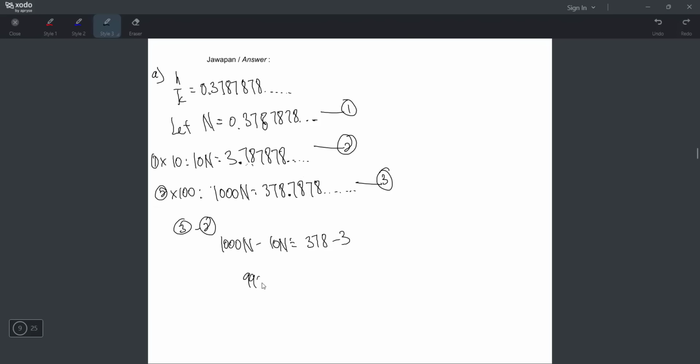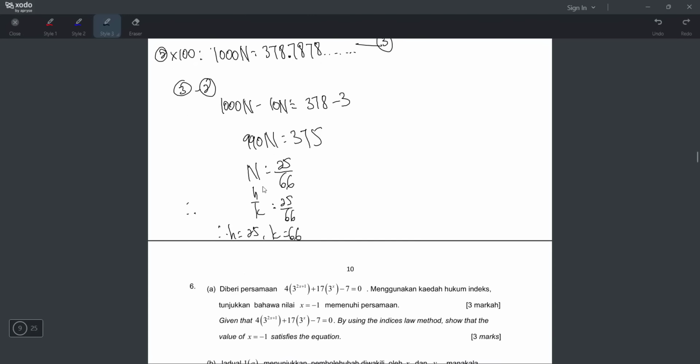And guess what? n is the answer for this. So 375 divided by 990. You can simplify this, but don't simplify yourself. Just let the calculator do it for you. Press 375 divide 990, and the calculator will simplify nicely: 25 over 66. So that would be the answer. But the question asked for h and k, so you should change the n back to h over k, and then write one more line: h equals 25, k equals 66. I recommend you do it like that. All right, so that's the answer.